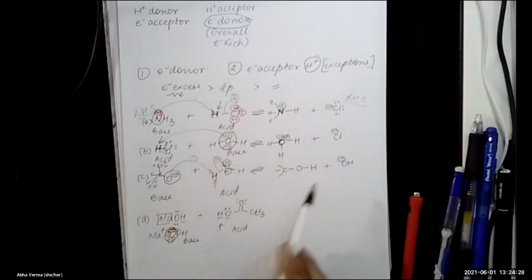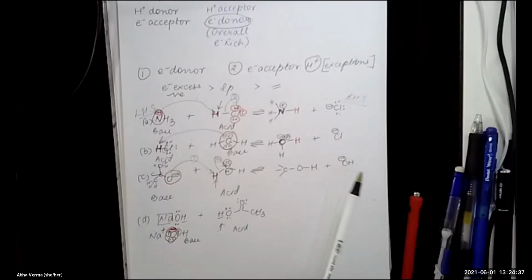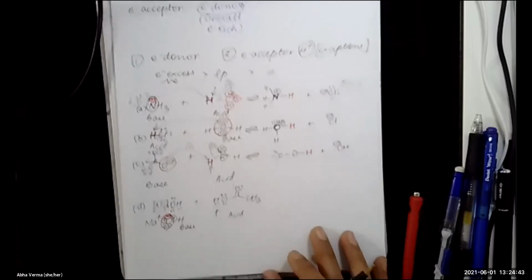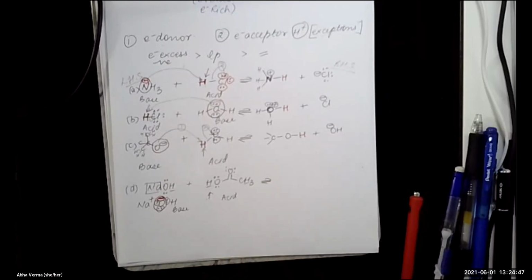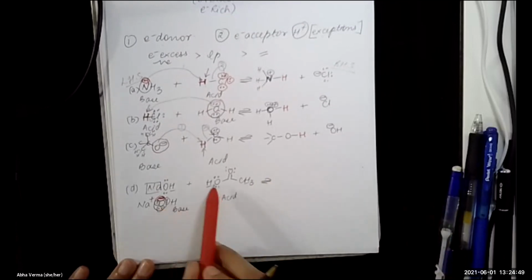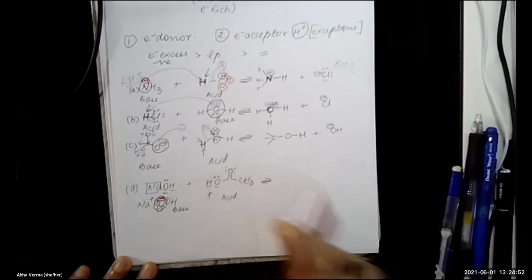Now I want to draw your attention. Overall, this side was a negative. Overall, this side is still a negative. Okay. Let's do this last one here. This is my base. This is my acid. I'm going to attack it.